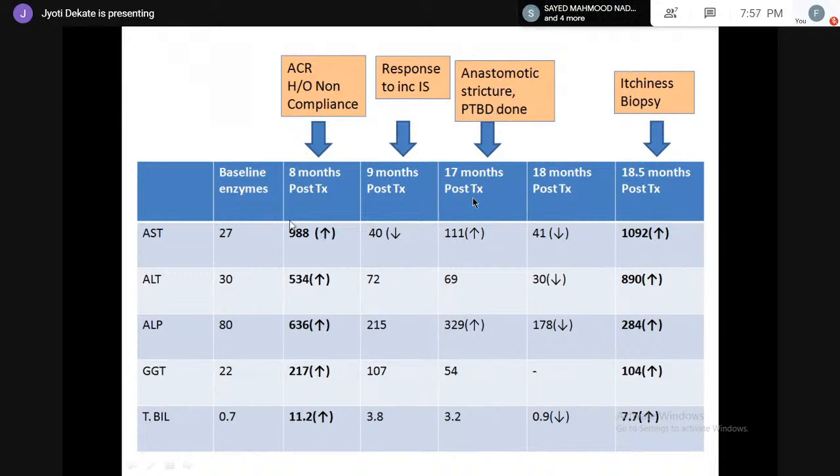And then on follow-up, she again developed itchiness, and there was marked elevation in the hepatocellular enzymes and bilirubin levels as we see here. So it is hepatocellular predominant enzymes that we see at 18.5 months post-transplant, and this is the time when biopsy was planned for this patient.